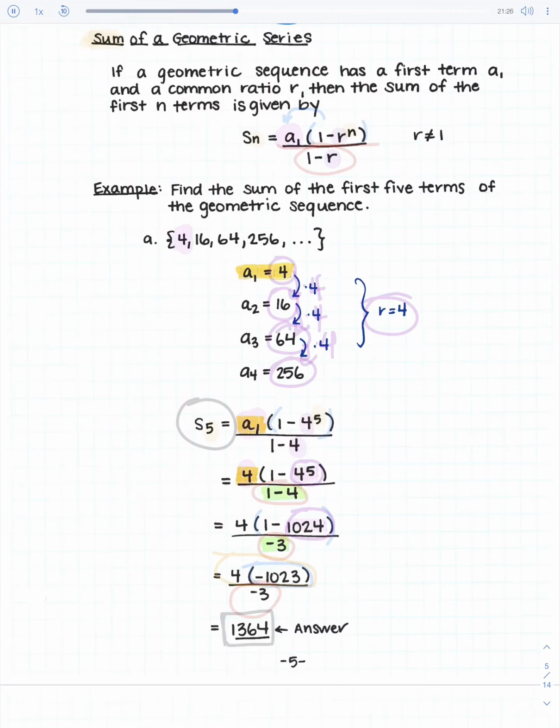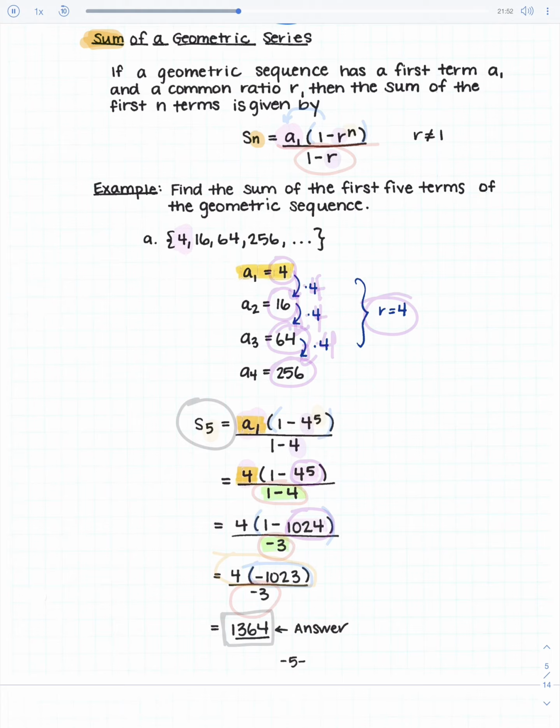Continuing along, we have another formula that's pretty fancy. What it does is it finds the sum of a geometric series. Remember, sum and series mean that we're just going to add up all the numbers. What does it say that you're going to do? It says to find the sum of the first n terms.